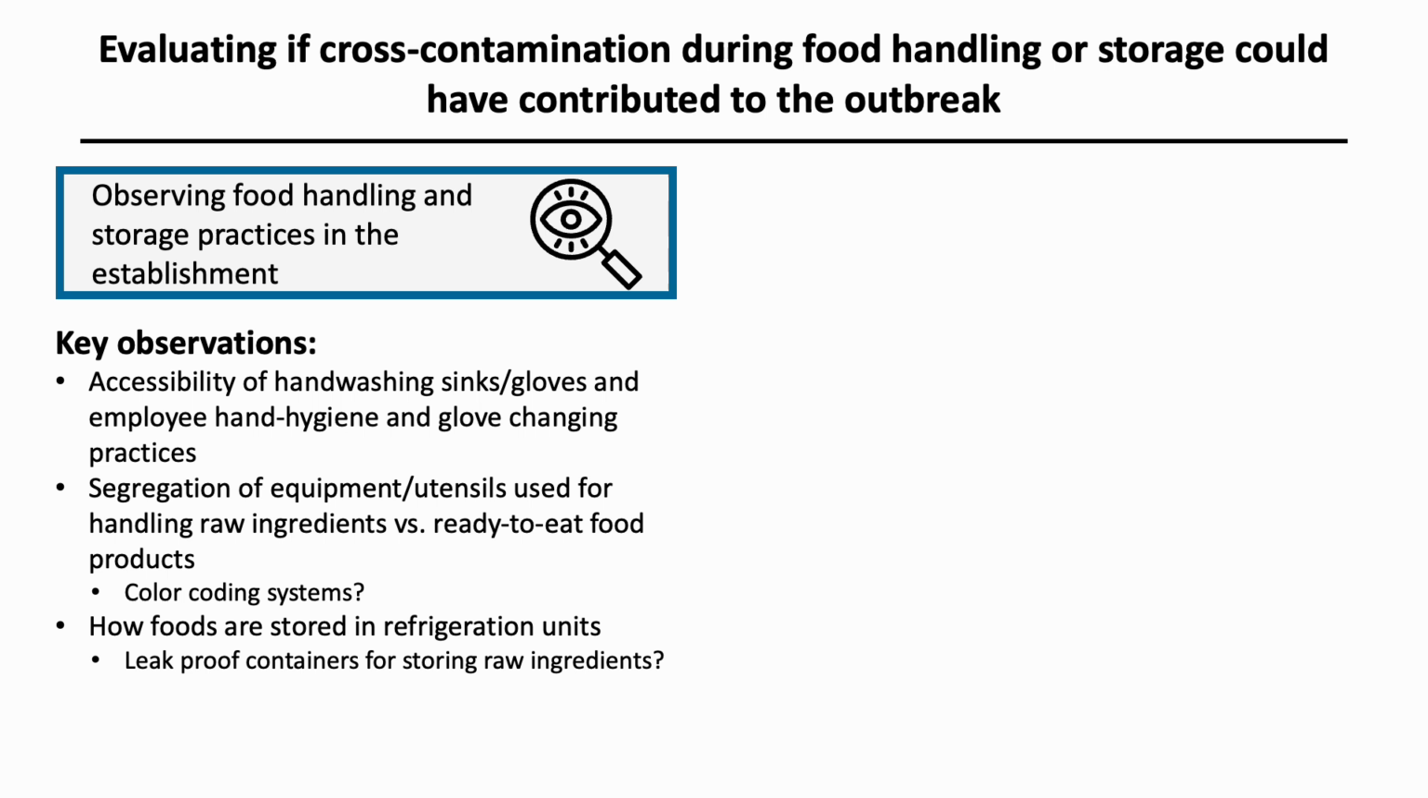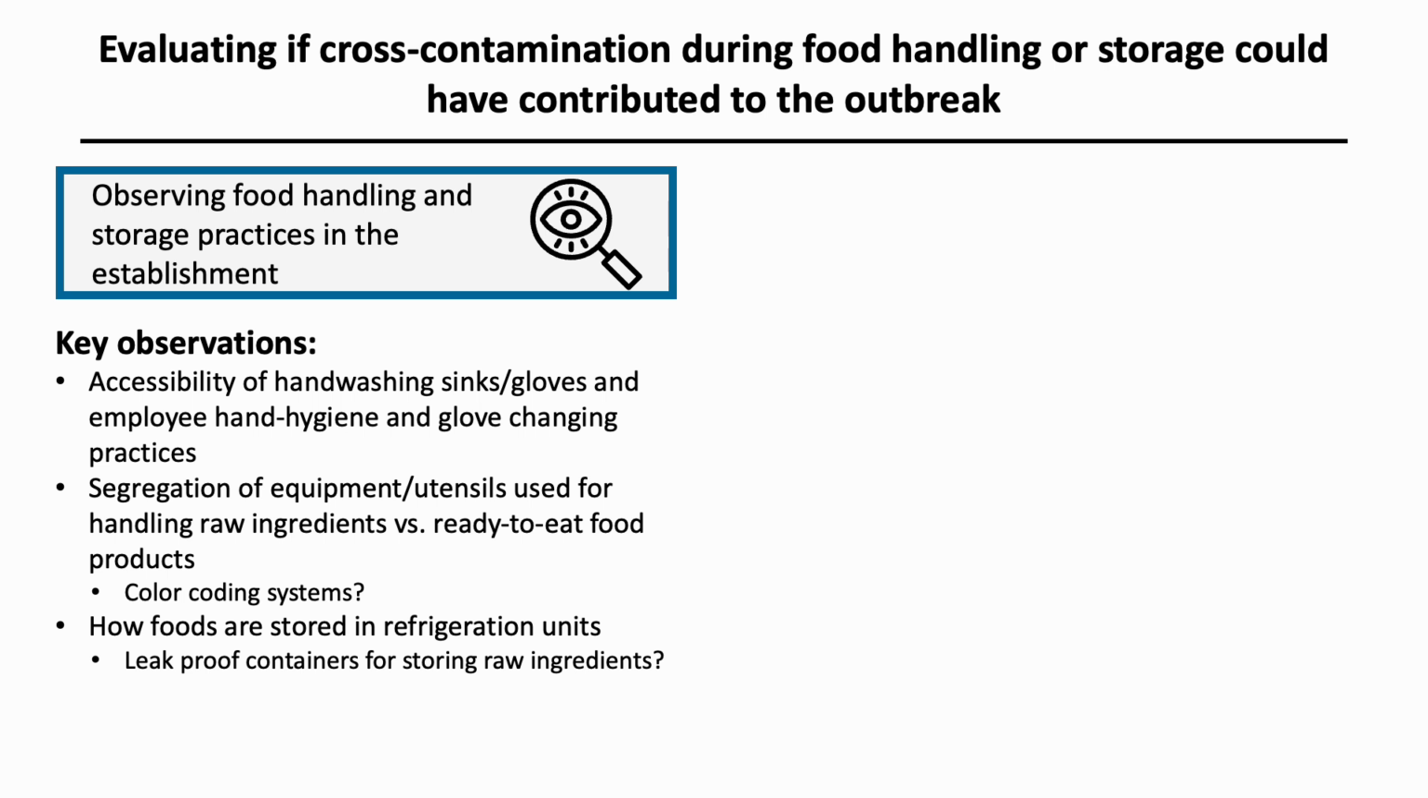For example, are hand-washing sinks properly stocked with soap and paper towels? Are gloves available and easily accessible to food handlers? How frequently are employees washing their hands or changing their gloves? Are food handlers changing gloves between handling raw ingredients and handling ready-to-eat ingredients?